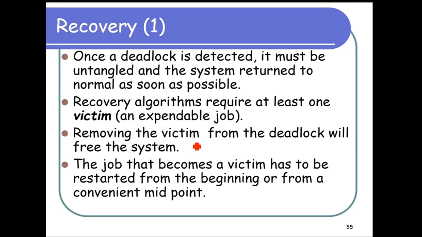Removing the victim, but of course you cannot simply remove anyone. You have to select one of the expendable. Those are expendable. Those are the weakest link. Removing the victim from the deadlock will free the system. The job that becomes a victim has to be restarted from the beginning or from a convenient midpoint.